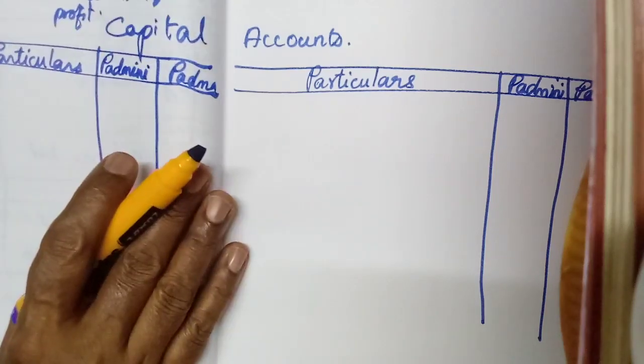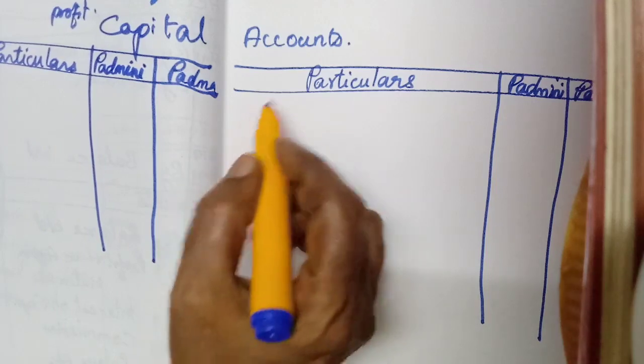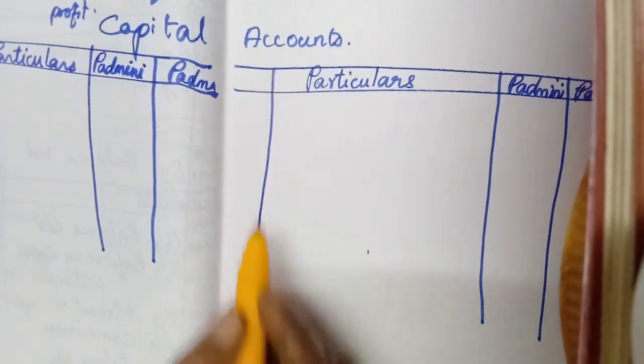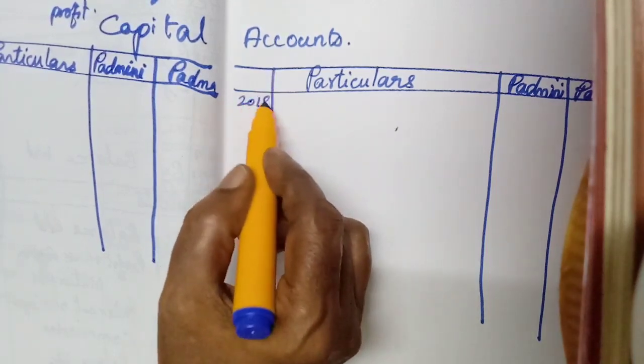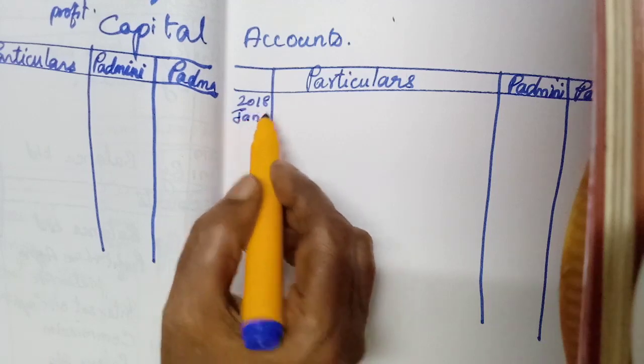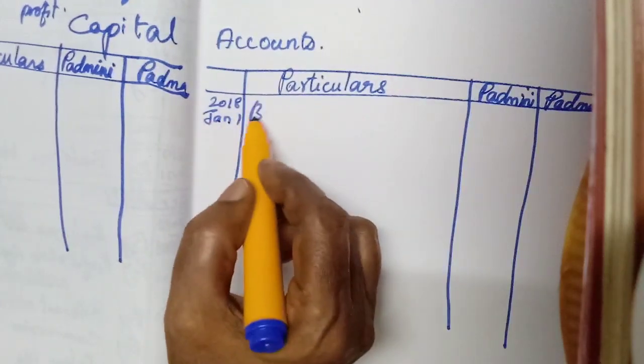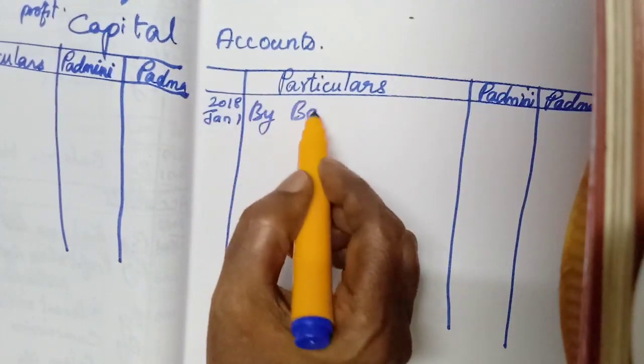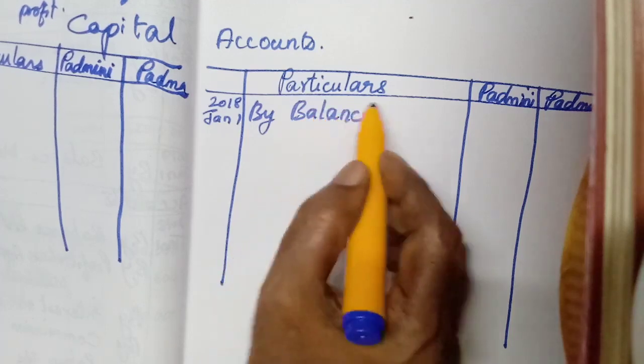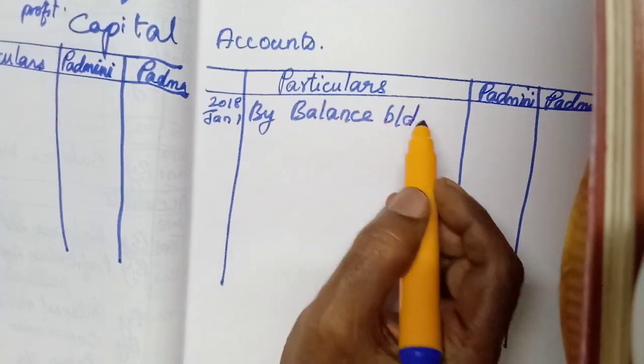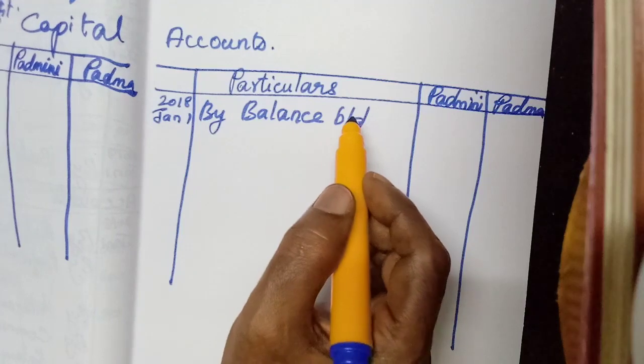First one, capital on 1st January 2018. So here we should write the date, 2018 January 1. By balance brought down. Opening balance will be written as balance brought down. 5 lakh, 4 lakh.